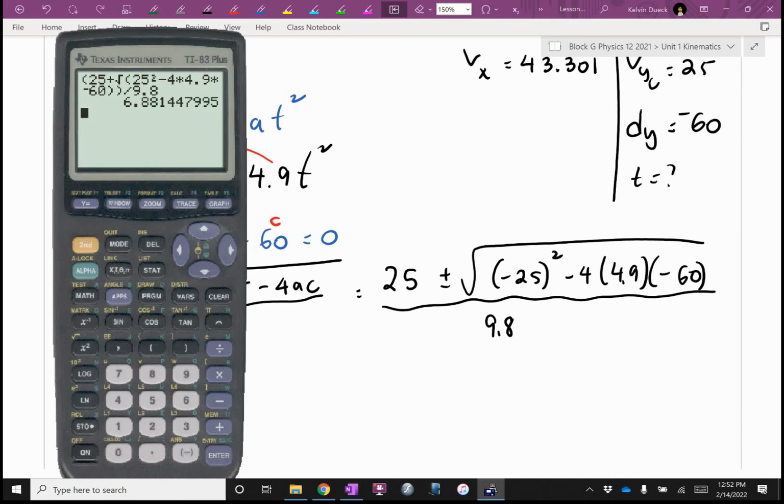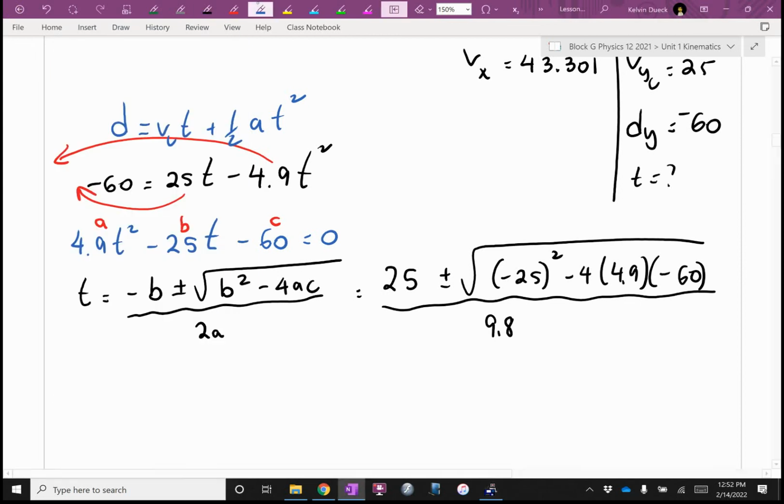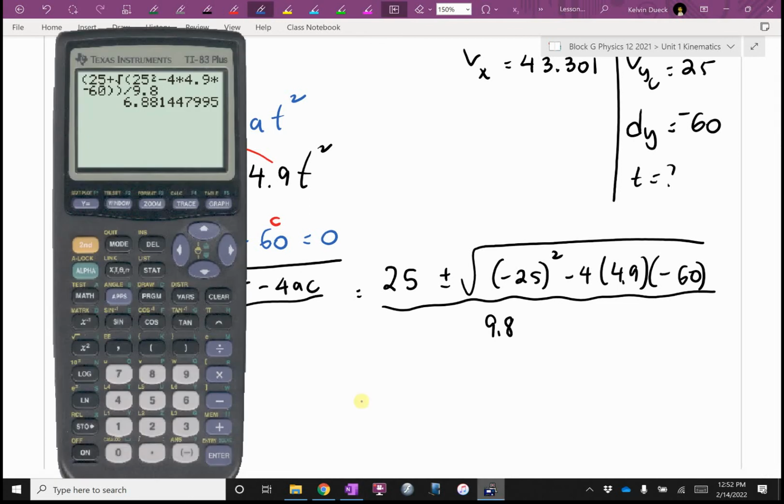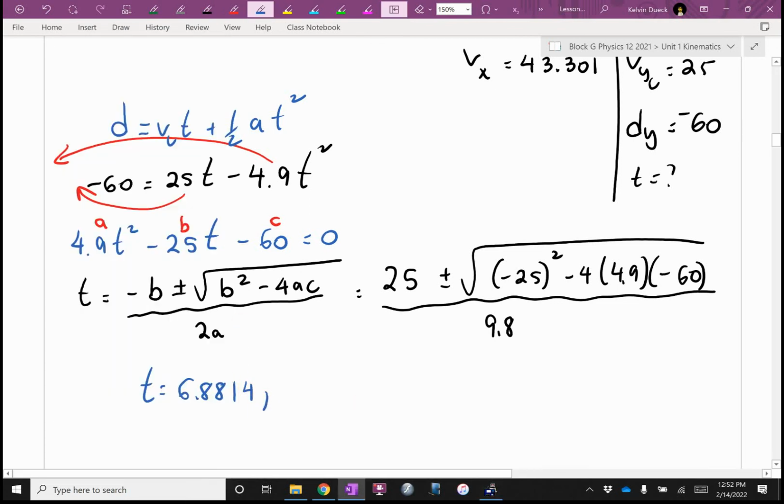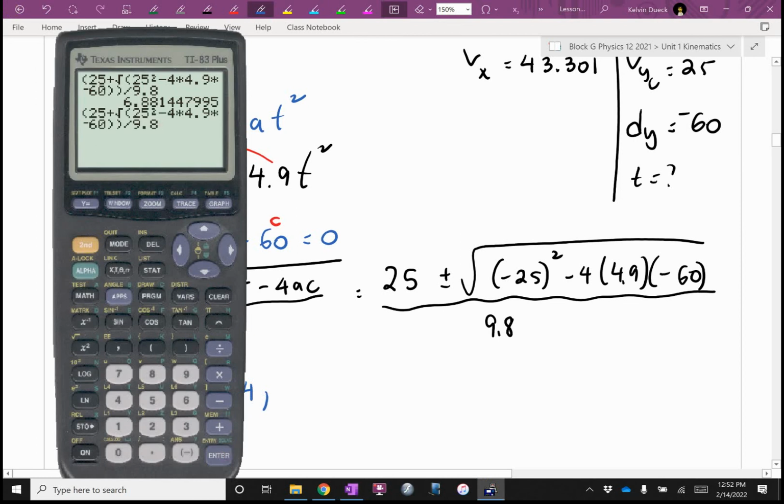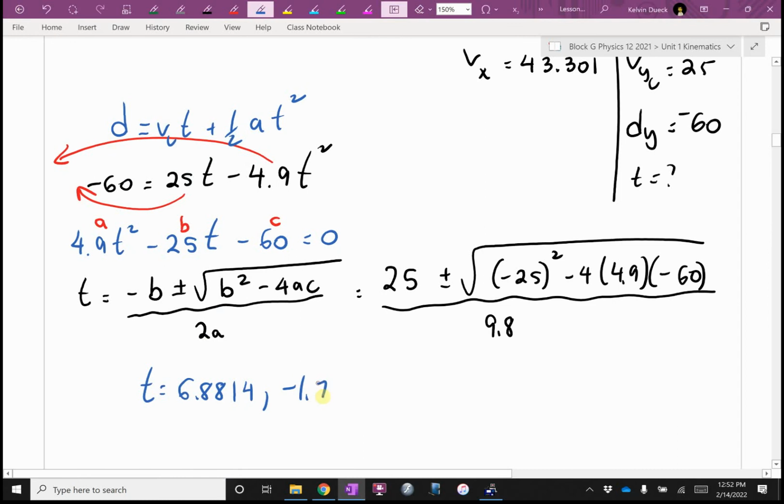Do you get 6.881479995? Yes? I'm going to write down to like 5 sig figs and then I'll round off because I know I'm going to be using this for part B. T equals 6.8814. And then there's going to be another one if I backspace and edit and change the plus sign to a minus sign. Negative 1.779. Mason, which one of these do I reject? Yep, much like you trying to dunk, right? Reject.